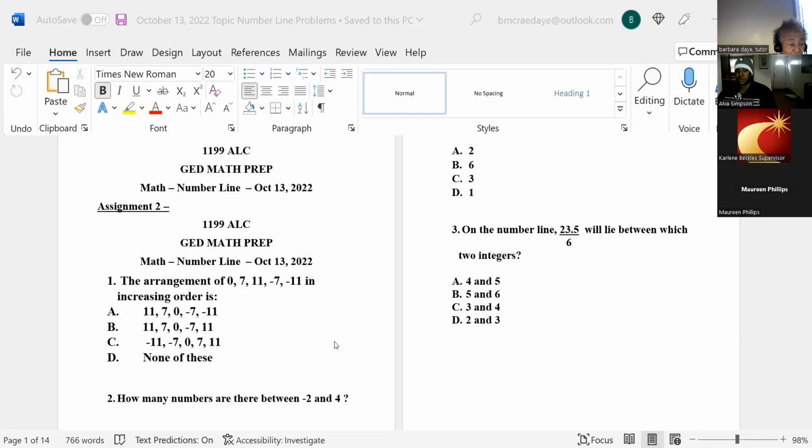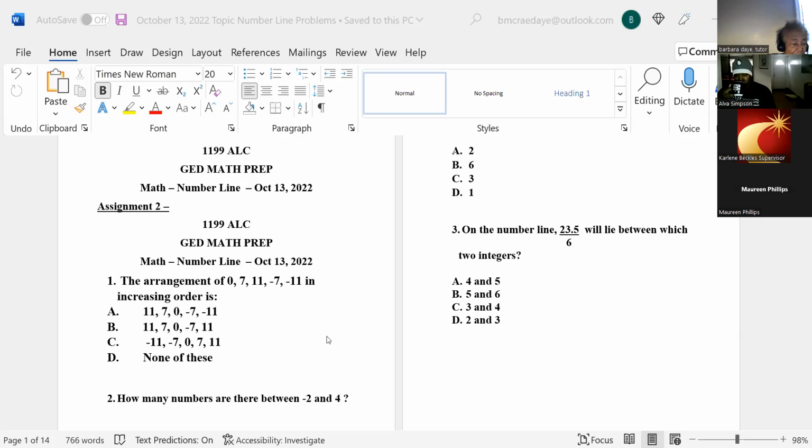So when you look at these numbers, 0, 7, 11, -7, -11, what was the lowest one, Maureen? Which number did you choose as the lowest? -11. Thank you. Michelle, -11. Remember on the number line, the negative numbers are smaller. And the larger the absolute value, the smaller the number.